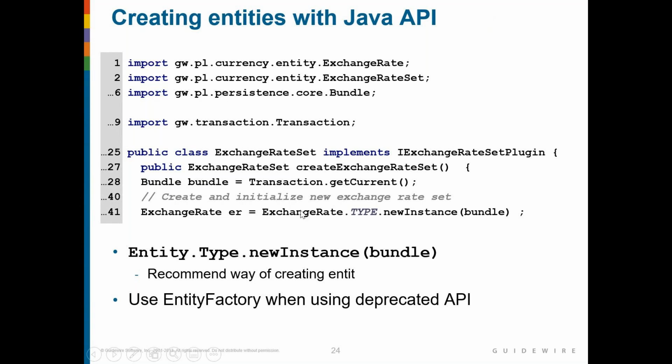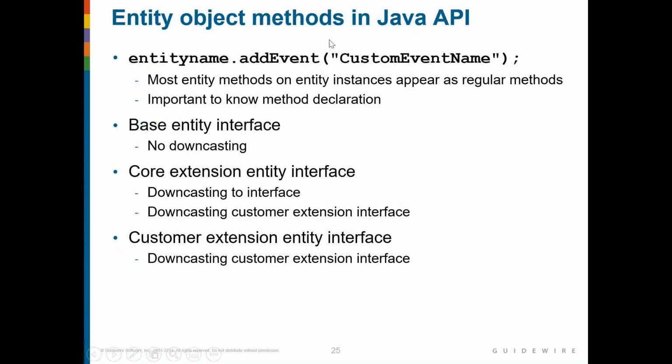This was the Java API entity object methods in Java API. Entity name dot add event. This is a common method which we use, like policy period dot add event. Any custom event you want to create, like an audit event or something like policy change. There will be out of the box events and there will be custom ones, where on demand you want to create an event and then send something to the external system. So you can use this method, like policy period dot add event, and then give any custom event name based on your business requirement. This is the command used for that.